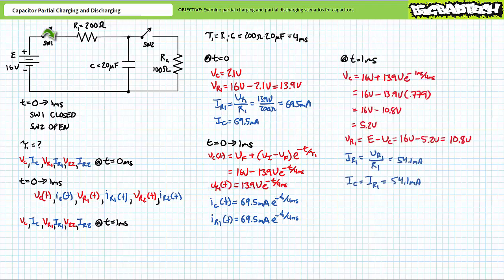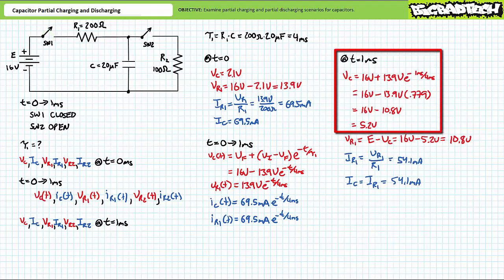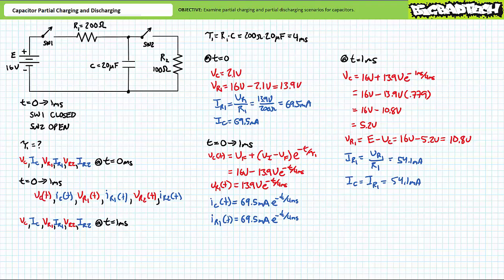The partial charge ends when switch 1 opens at t equals 1 millisecond. Substituting 1 millisecond into the time-varying expressions for voltage across the capacitor demonstrates the capacitor achieves a charge of approximately 5.2 volts. As we anticipated, such a short charge process resulted in a partially charged state. Given 5.2 volts across the capacitor, Kirchhoff's voltage law demonstrates that at the time of switch 1's opening at t equals 1 millisecond, R1 must be experiencing a 16 volt minus 5.2 volt, or approximately 10.8 volt drop.